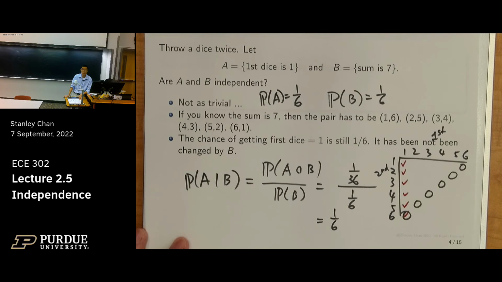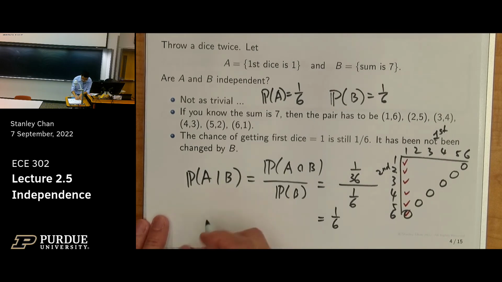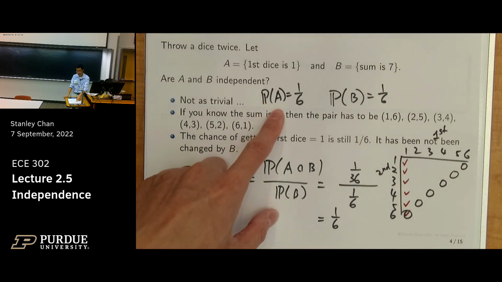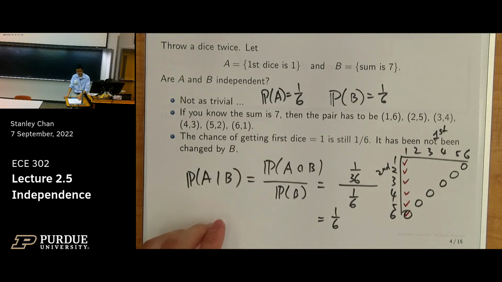Okay, so we're right. The A given B is 1/6. How about the probability of getting an A? Let's go back. Wait a minute, they're the same. The probability of getting an A is the same as the probability of getting A given B. So regardless of whether B has happened, the probability of getting an A is always 1/6.